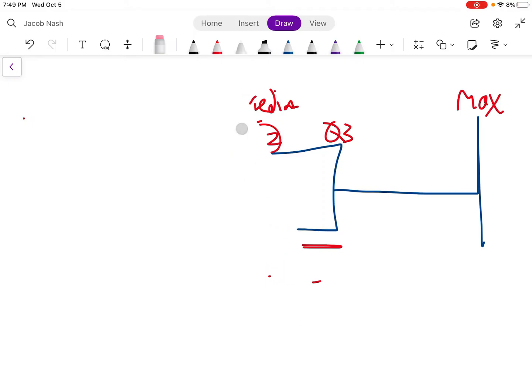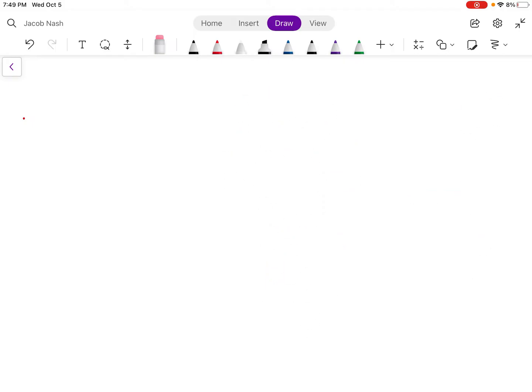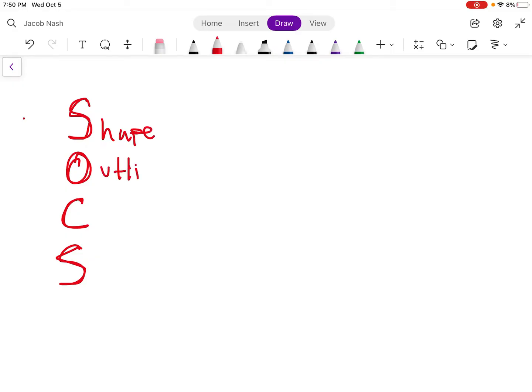All right. Now we're going to talk about how we can describe data and compare data. It's not enough to just know what something is. We need to be able to compare, and we can compare with something called SOCS. I didn't come up with this, credit to whoever did, but that stands for shape, outliers, center, and spread.